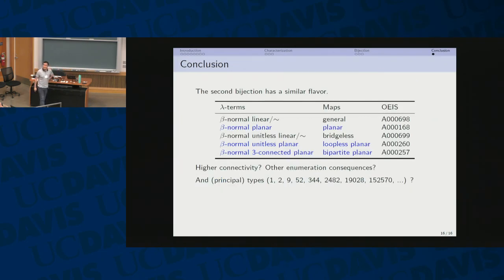So conclusion, the second bijection is more or less the same thing. And there are further directions we can look at, for example, high connectivity or other enumeration consequences. But there's one particular thing that is interesting for logicians, what we call the principal types in the planar lambda calculi. Their enumeration starts like this, and if you have any idea on what these numbers are, I would be very interested to know. Thank you very much for your attention.